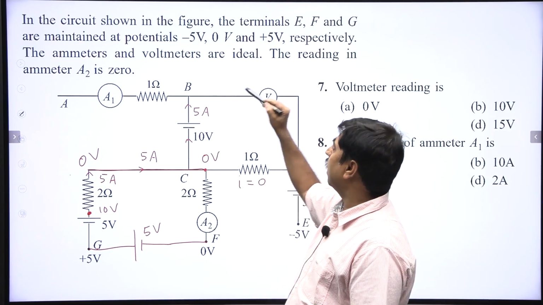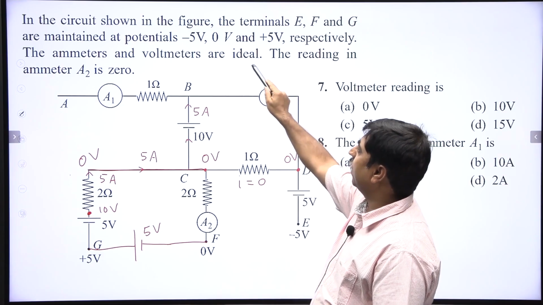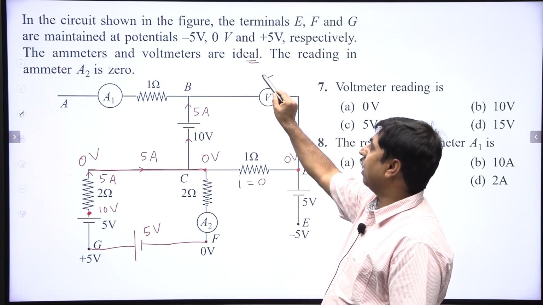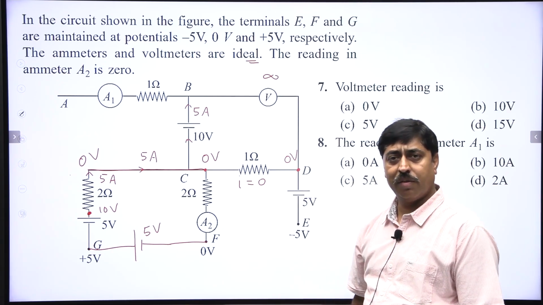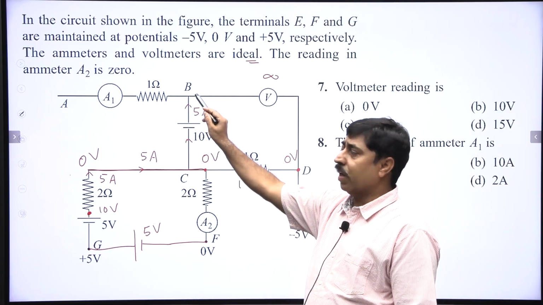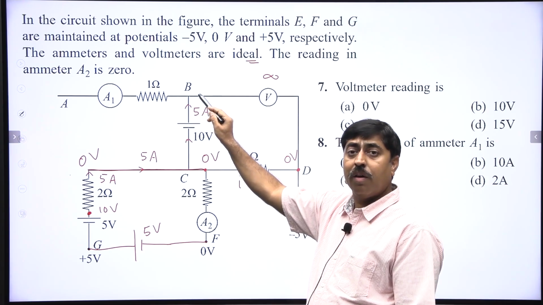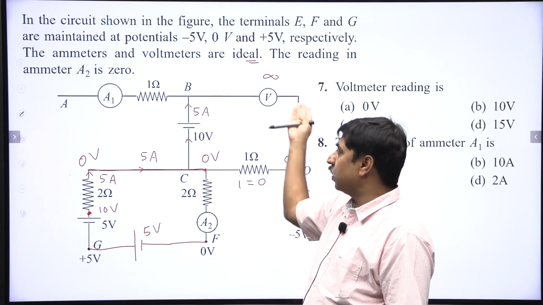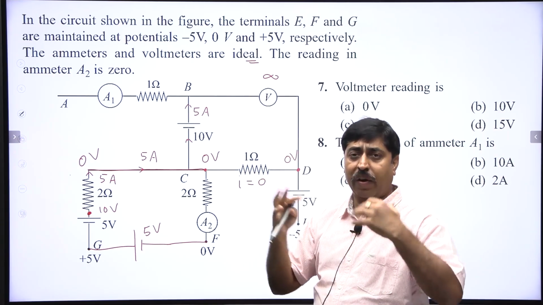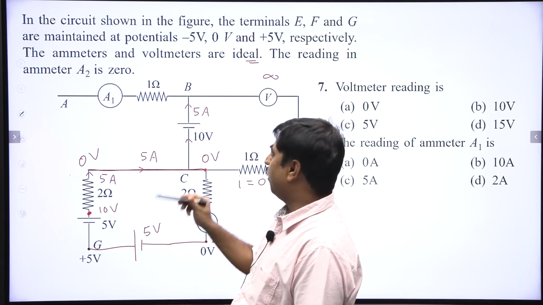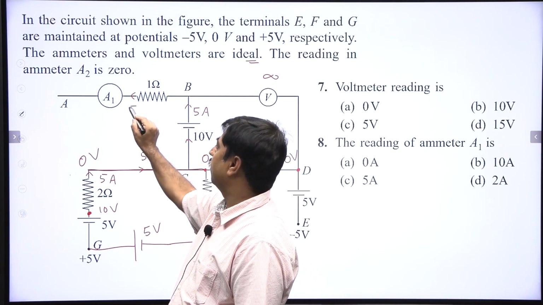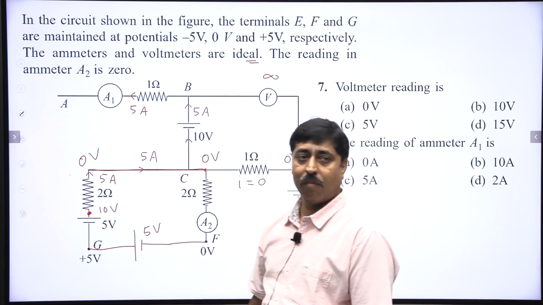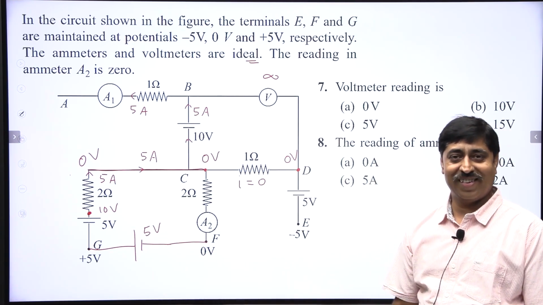Now, the question says that all these meters, ammeters and voltmeters, are ideal. So, if it is an ideal voltmeter, it has got infinite resistance, very large resistance. So, this 5 ampere current will not get diverted through this path, because this path has infinite resistance. So, the entire 5 ampere current will be flowing through this path. The question is so simple, isn't it?